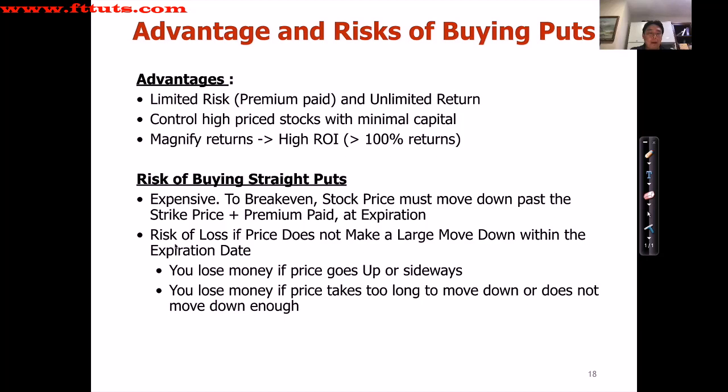Next, we risk losing money when we buy puts if the price does not make a large move down within the expiration date. So again, we buy puts because we are bearish on a stock or on an index. So just because it goes down doesn't mean we make money. If it goes down but not enough, or it goes down too slowly, our put options could expire worthless. At the same time, we also lose money if the stock price doesn't move. It goes sideways or it goes up.